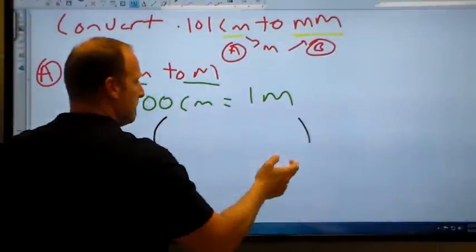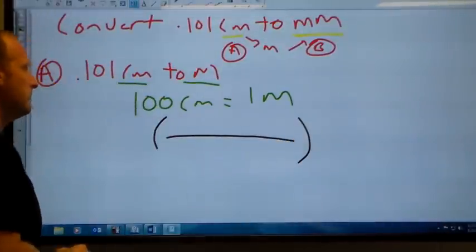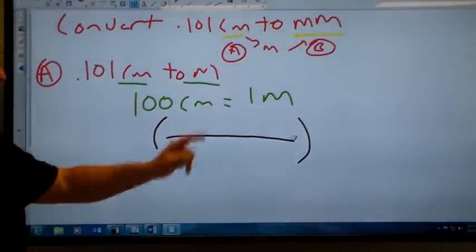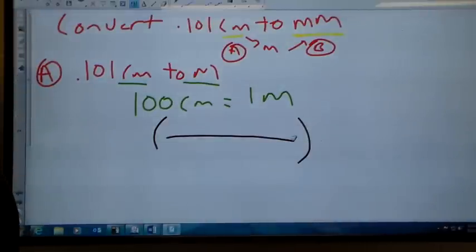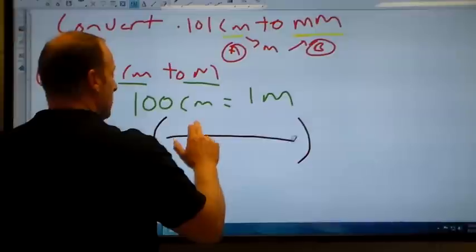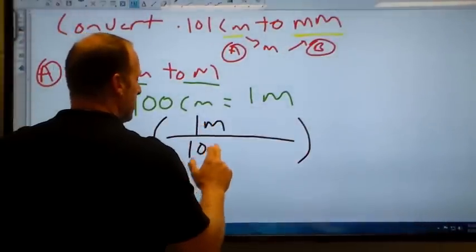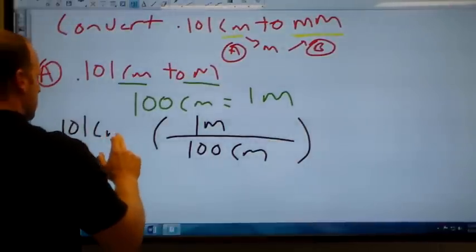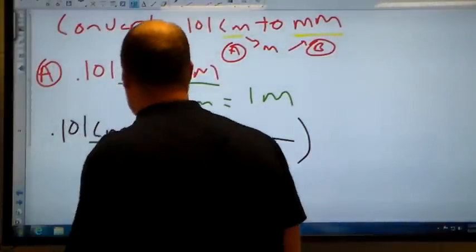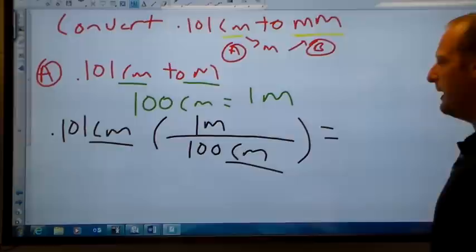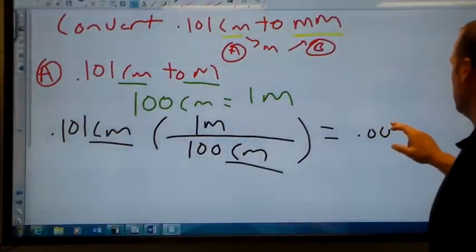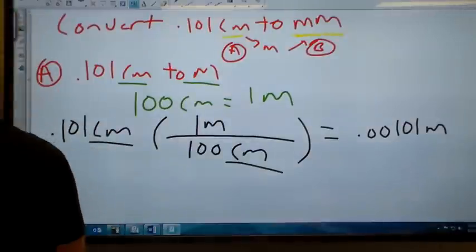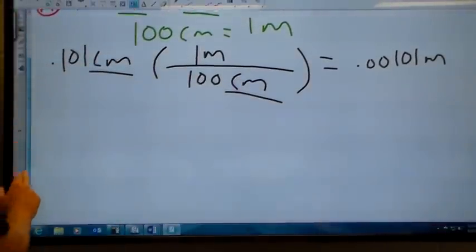Conversion. What goes on top? 1 meter. What goes on the bottom? 100 centimeters. So now we're going to bring down our original number, 0.101 centimeters. Notice that what's here is also here. It's going to cancel. And so I'm going to get, divided by 100, 0.00101 meters. Remember, we're doing this for good practice for our mole conversions later. We're just going to recognize that this is a 2-step problem.